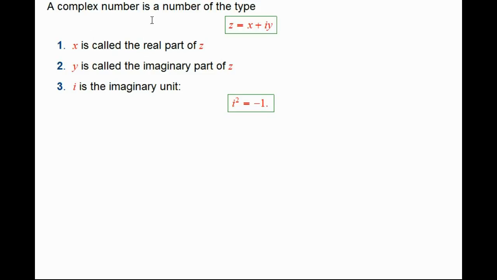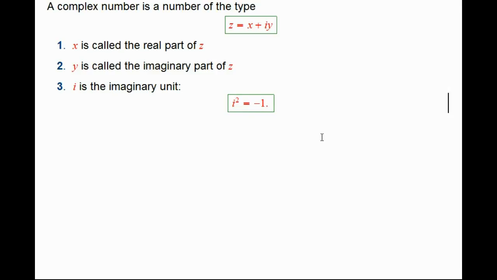A complex number is simply a number of the type z equal to x plus iy. x is called the real part of z. y is called the imaginary part of z. i is the non-real number called imaginary unit, which satisfies the equation i squared equal to -1.